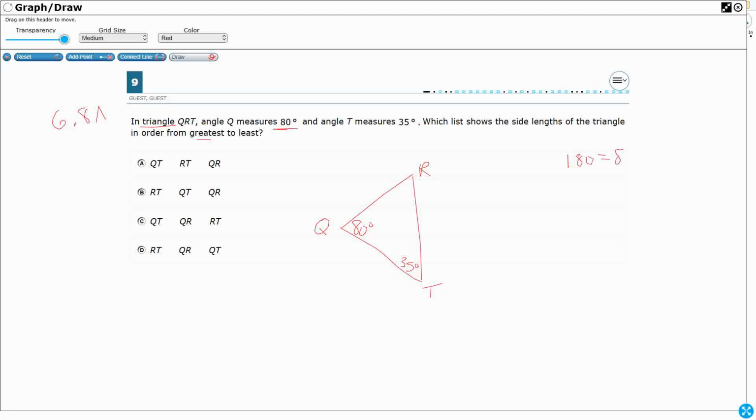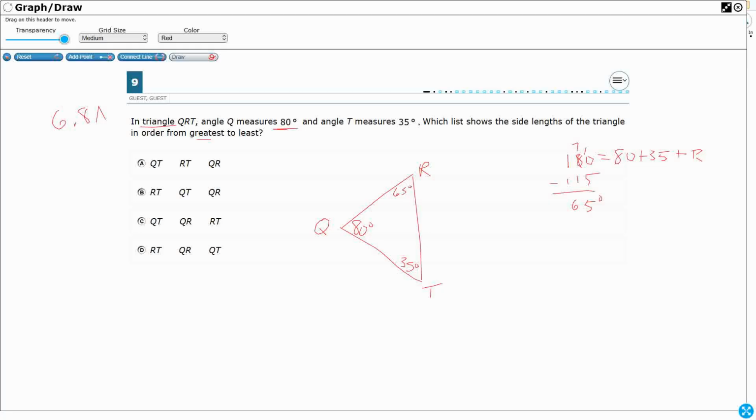So that's going to be 80 plus 35 plus angle R. So 80 and 35 is 115. So if I take 115 from 180, right, that is going to get me 65. Okay, so this is 65 degrees. All right, now, still not going to help me unless I know one thing about triangles.